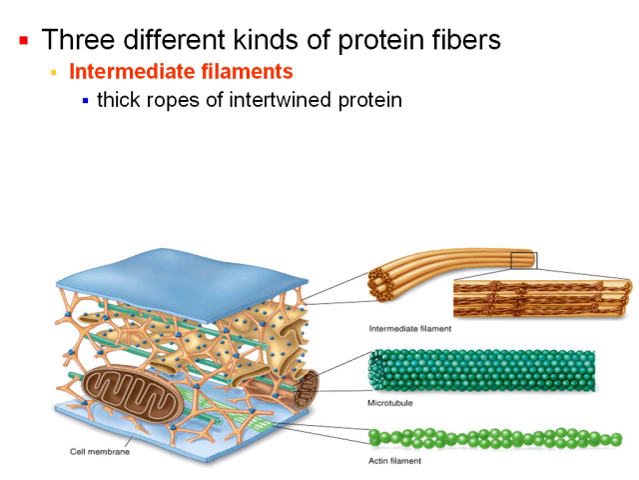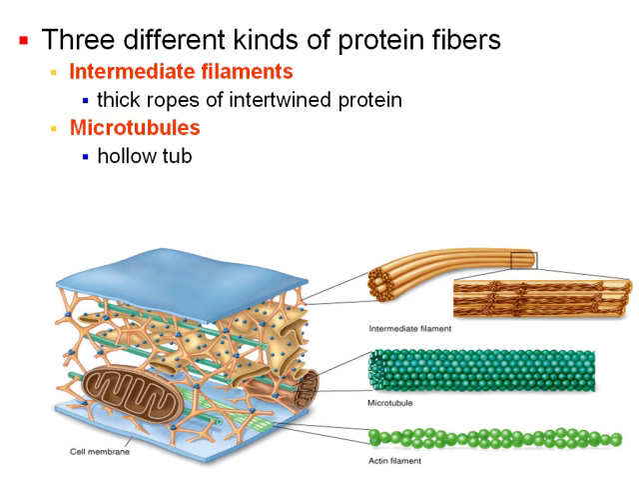Again, you have 3 different kinds of protein structures or protein fibers within your cytoskeleton. Number 1, you have intermediate filaments. Your intermediate filaments, indicated in brown below, are going to be thick ropes of intertwined proteins that are going to play an important role in securing organelles in place.